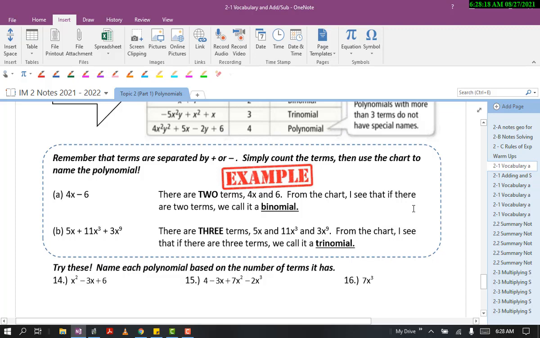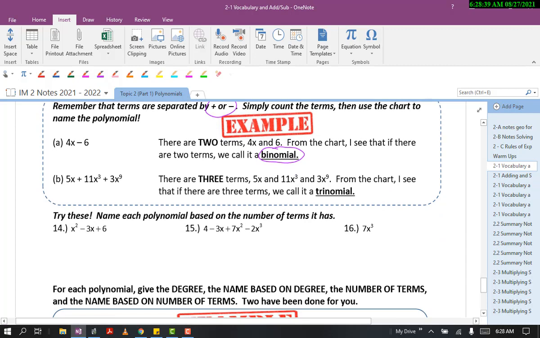And the terms are separated by the plus or minus. So 4x minus 6, there's 2 terms. We have a 4x and we have a 6 separated by the minus sign. So there's 2 terms, so it's a binomial. Now if we want to talk about degree, that's something different. That has to do with the exponents, not the number of terms. Letter B, we had 3 terms there because we have 2 plus signs separating all 3 of them. So that would be a trinomial.